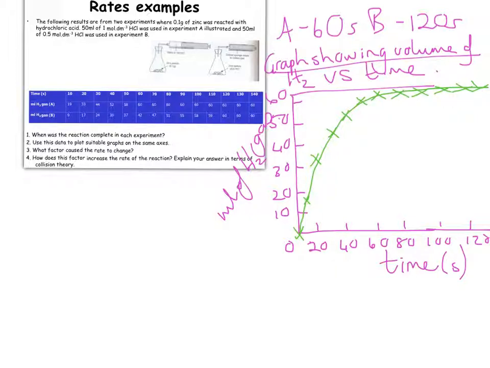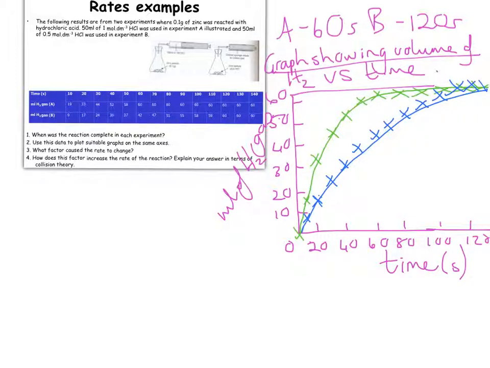Looking at the next one, after 10 seconds, I've only got 9. After 20 seconds, I have 17. After 30 seconds, I've got 24. After 40 seconds, I'm up at 30. 50 seconds, I've got 37. 60 seconds, 42. 70 seconds, 47. You can see it's starting to taper off again here. 80 seconds, 51. 90 is 55. 100, 58, 120, 60, and it stays at 60. So this is a slower curve than the other one.